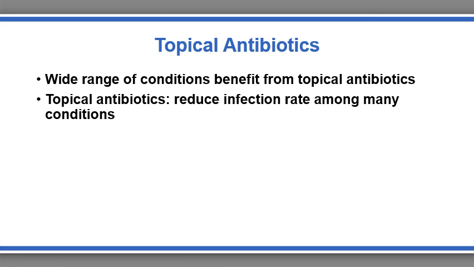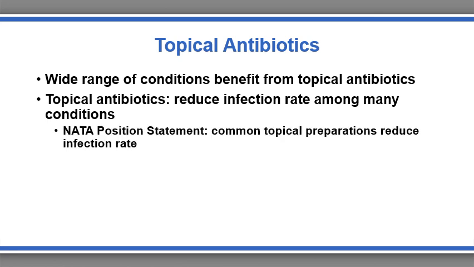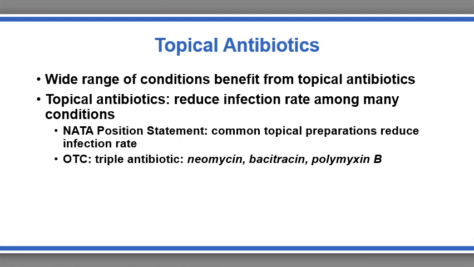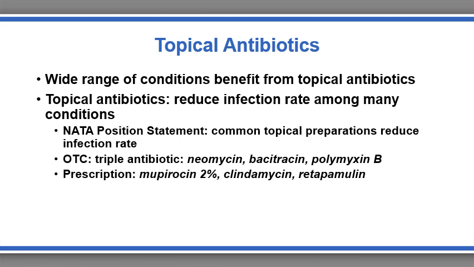That's been used. The NATA has put a position statement out on common topical preparations that help to reduce infection rates in acute skin trauma. Most specifically, an over-the-counter triple antibiotic, which contains neomycin, bacitracin, and polymyxin B, is supported by the NATA position statement. So that's a common thing that tends to get utilized. Prescription-wise, again, your topical antibiotics, you have mupirocin, clindamycin, and retapamulin. If you look at table 16.3, they talk about the dosing for them.